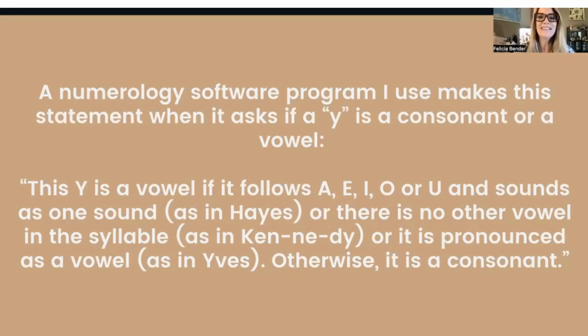And then it says, and sounds like one, as in Hayes, or there is no other vowel in the syllable, as in Kennedy, or it is pronounced as a vowel, as in Eves. Otherwise, it's a consonant. Okay, are you getting anxious yet? Because this has been one of the biggest issues personally that I've had as a numerologist, just attempting to determine what is the correct formulation here. How do I make this choice?